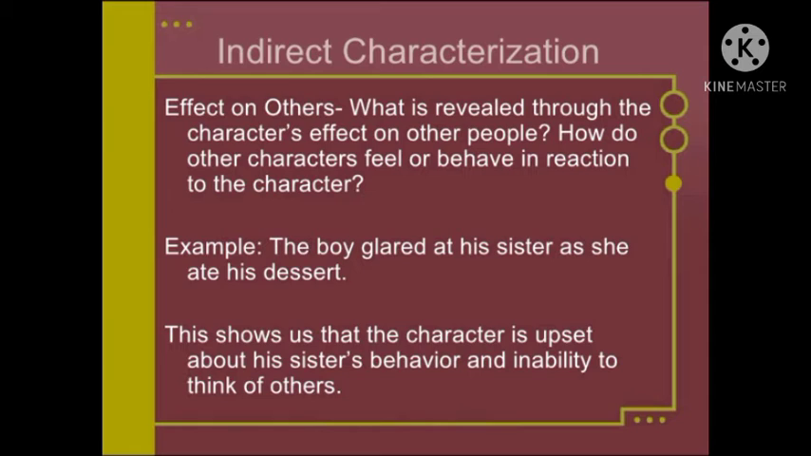The next thing in characterization is the effect on others. It means what can be learned about the character by reading how other characters feel or act around him or her. Writers create relationships for characters to help readers learn the personality of characters. In this way, we learn what is revealed through the character's effect on other people. How do other characters feel or behave in reaction to the character? Here is an example. The boy glared at his sister as she ate his dessert. Now, this shows us that the character is upset about his sister's behavior and inability to think of others.